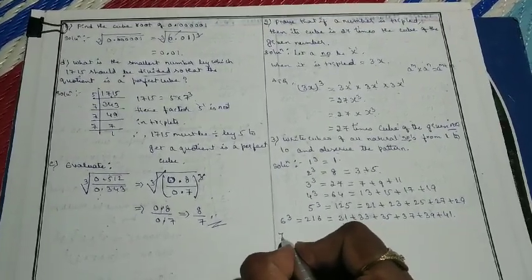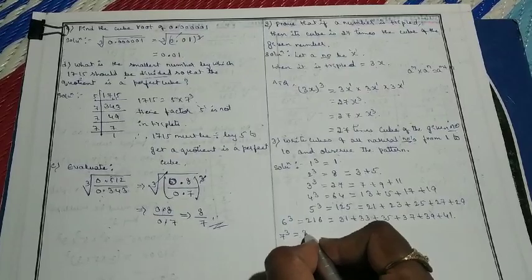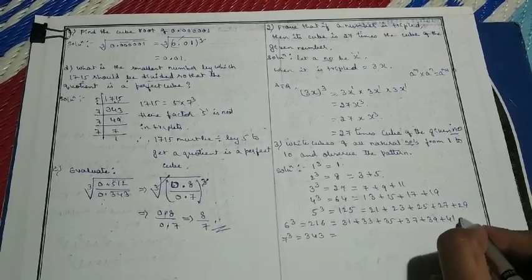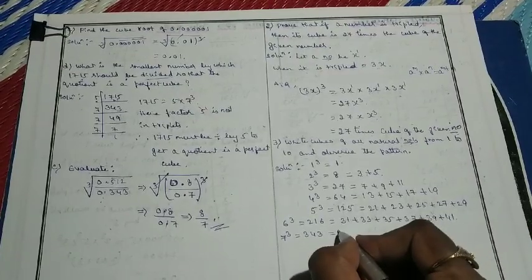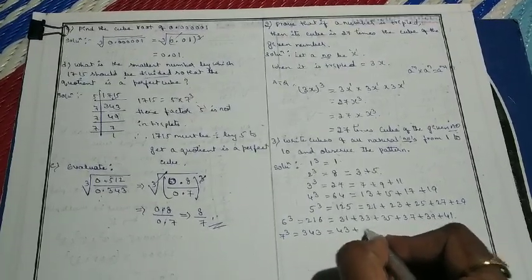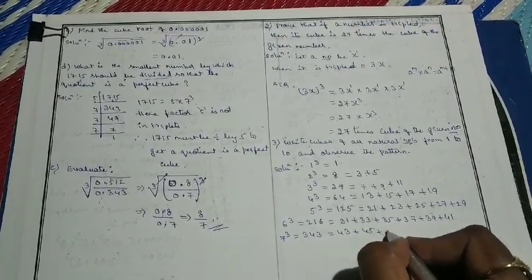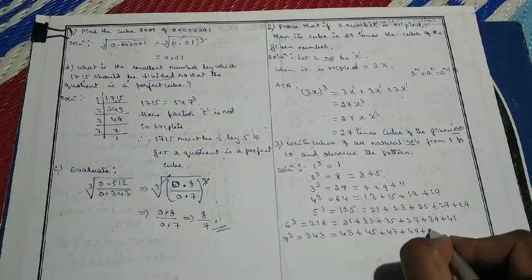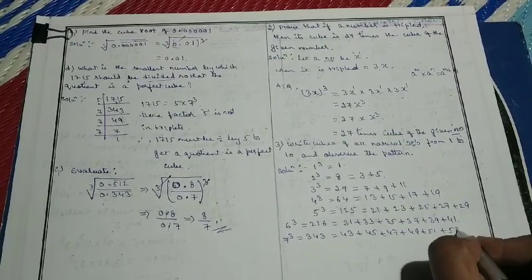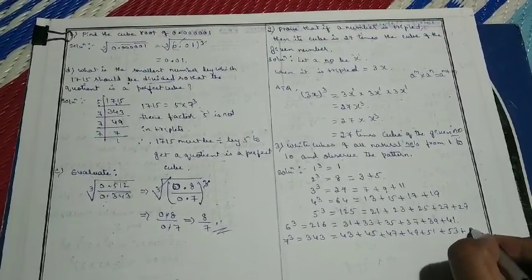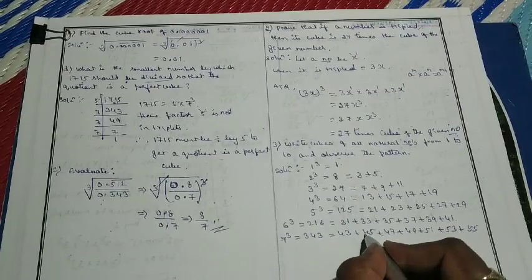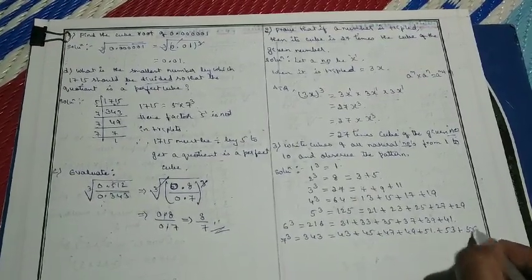Next 7 cube. 7 cube answer is 343. Which equals, 41 we have ended here. Next odd number is 43. 43, 45, 47, 49, 51, 53 plus 55. You can check, children. 7, right? So 1, 2, 3, 4, 5, 6, 7 odd numbers.